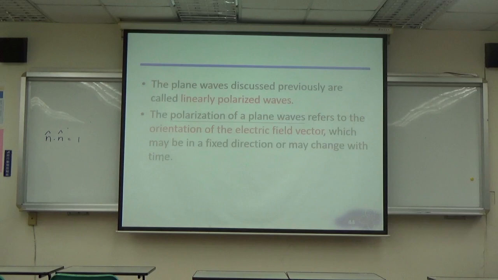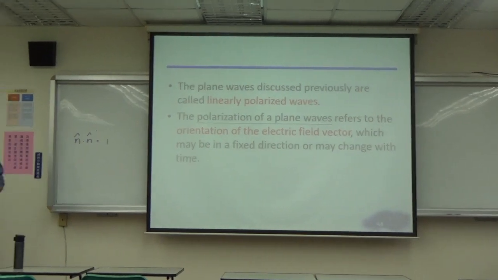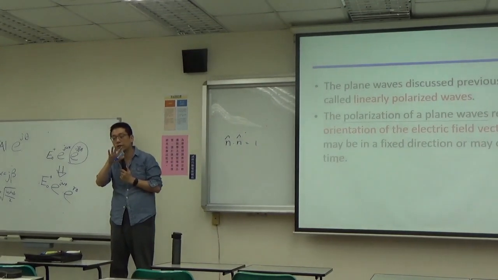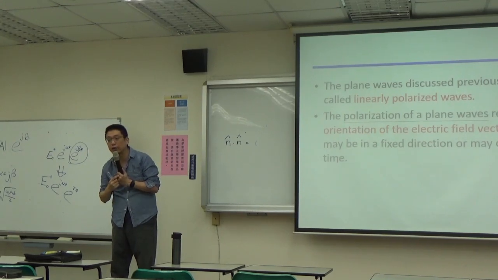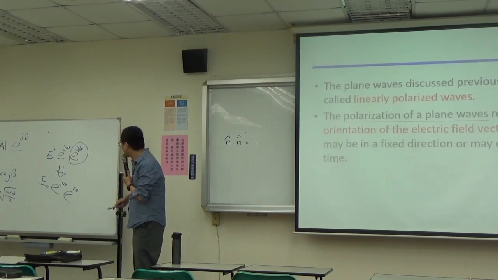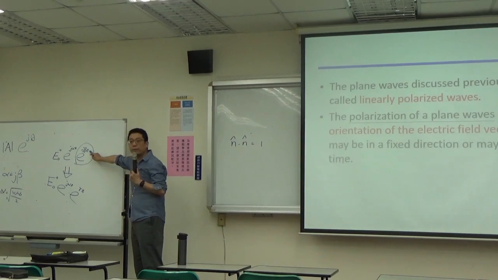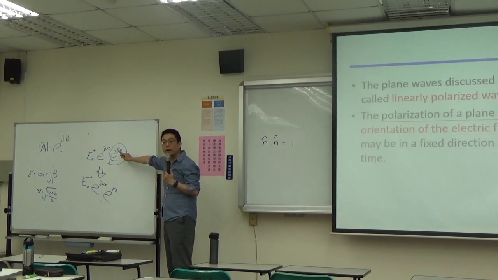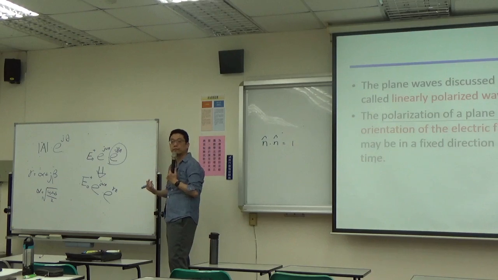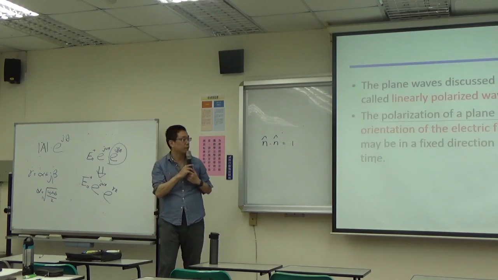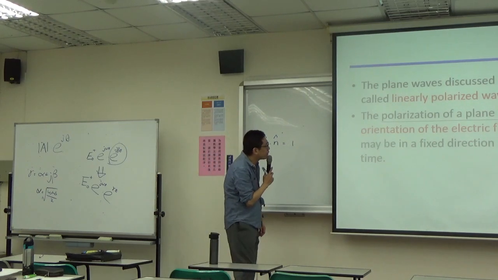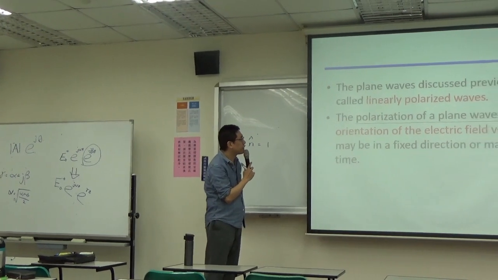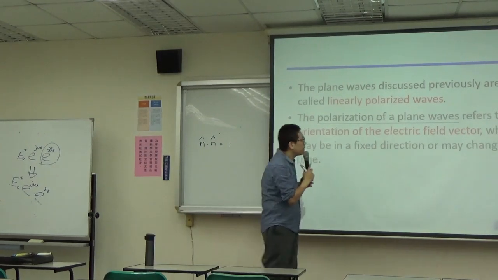If these two fields have different phases, maybe it is not a linear polarization. If their phase is the same, this term is the same. If not, it will be not linear, maybe circular polarization. We will call it the orientation of electric field vectors. Okay, let's see.